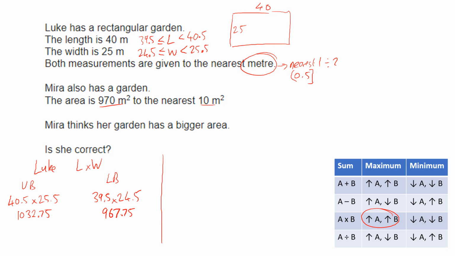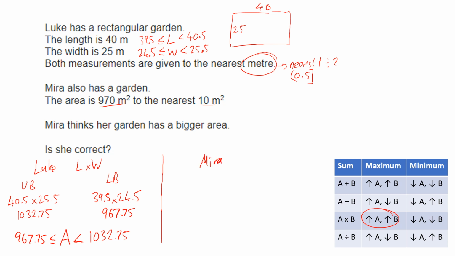That gives us values either side of 1,000, and we could summarize that the area for Luke's garden is somewhere between 1,032.75 and 967.75 meters squared. What about Mira though?